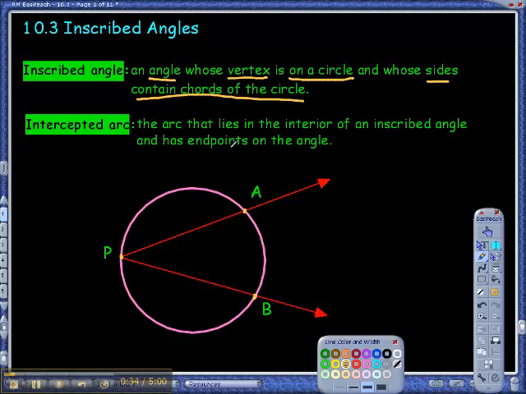The intercepted arc will be an arc that lies in the interior of that inscribed angle. It's inside of that inscribed angle, and it has endpoints that are on the angle.